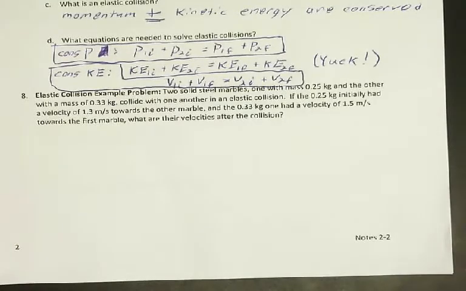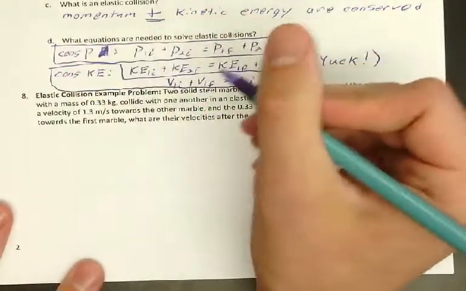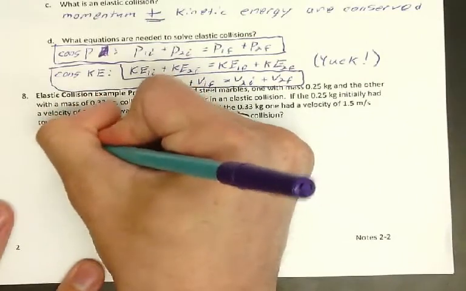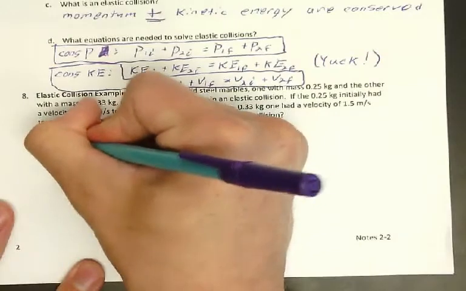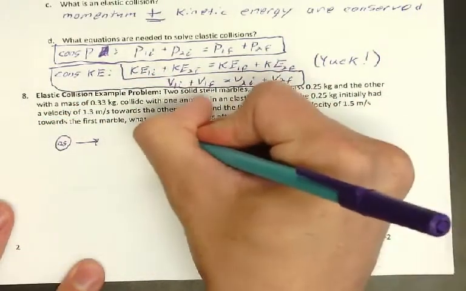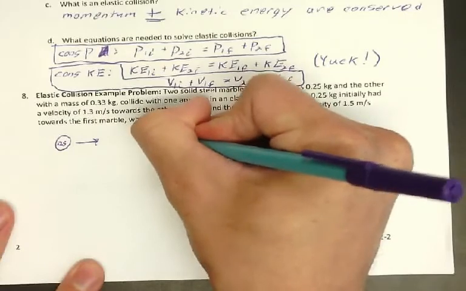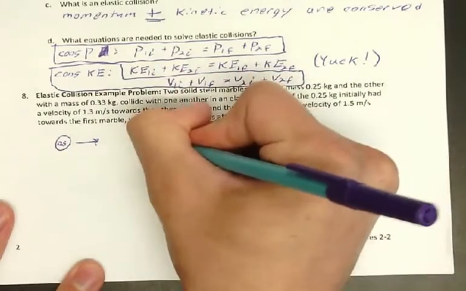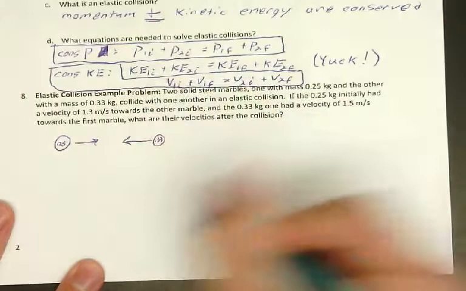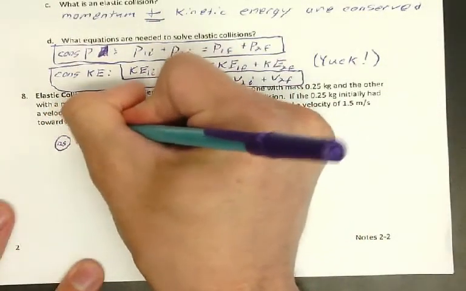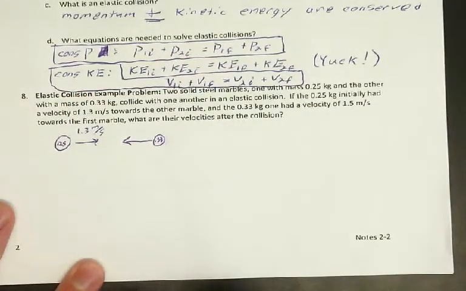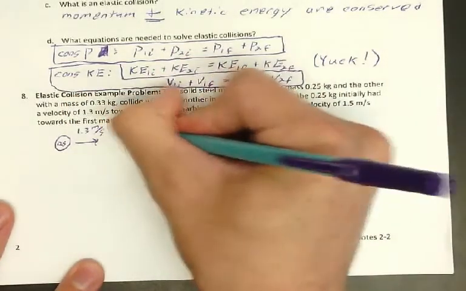Okay, there's a lot going on here, so let's do our exact same setup as we did for the last one. First things first, draw a diagram. So we have two solid marbles. One has a mass of 0.25. One has a mass of 0.33, which I did not leave enough room to write in. One has a velocity of 1.3. The other one has a velocity of 1.5 in the opposite direction, so negative 1.5.